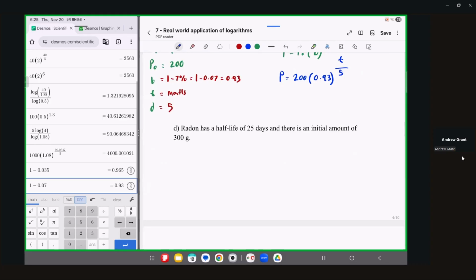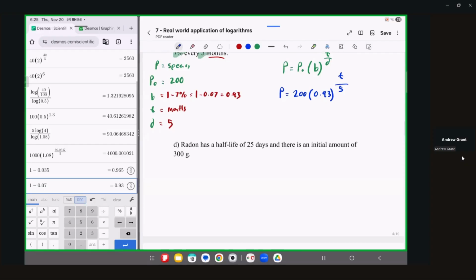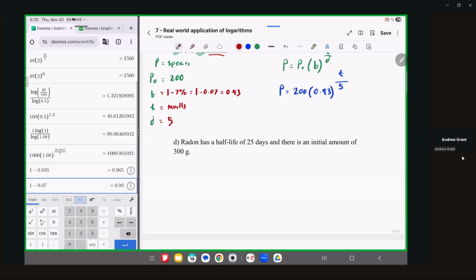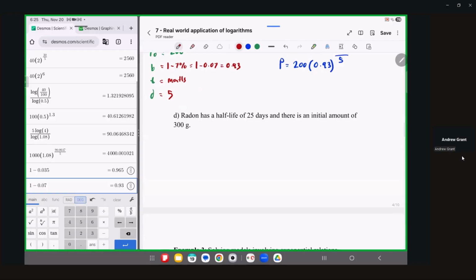Letter D, we have radon, has a half-life of 25 days, and there is an initial amount of 300 grams. So since we're talking about amounts, typically this is where you want to use M for mass, but again, we're not too caught up on that. So since we're talking about grams, we'll use capital M is equal to capital M sub 0 times B to the power of T over D. Again, the M versus P is not a big deal either way.